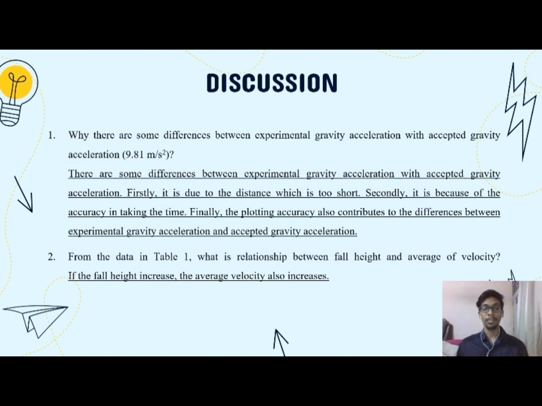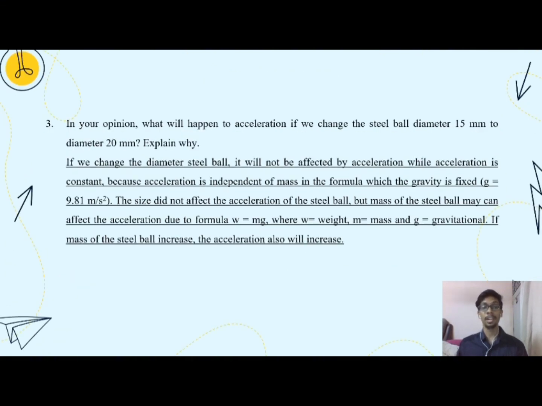Second discussion. From the table in table 1, what is the relationship between fall height and average velocity? If the fall height increases, the average velocity also increases. Next, the third discussion. In your opinion, what will happen to acceleration if we change the steel ball diameter from 15 mm to 20 mm? Explain why.